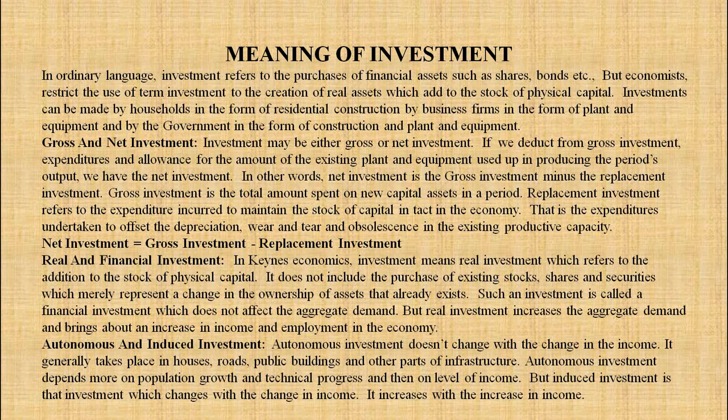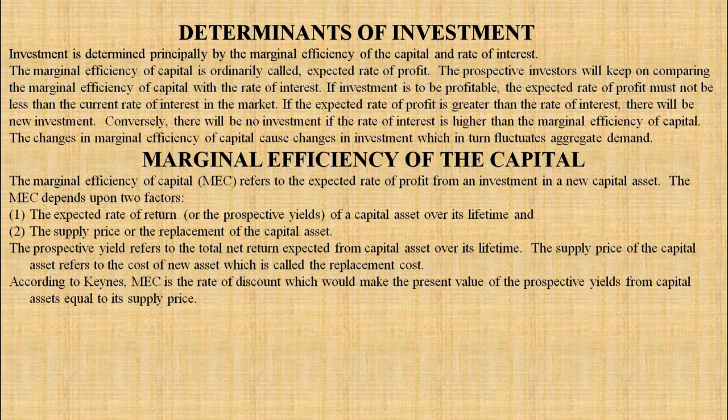Next type of investment, autonomous and induced investment. Autonomous investment doesn't change with the change in income. It generally takes place in houses, roads, public buildings and other parts of infrastructure. Autonomous investment depends more on population growth and technical progress rather than the level of income. But induced investment is that investment which changes with the change in income, and it increases with the increase in income. Now, determinants of investment.